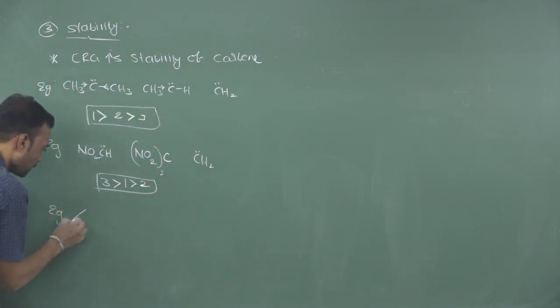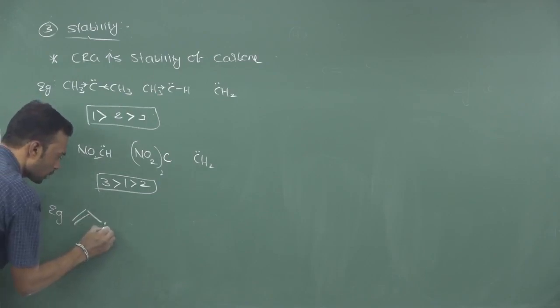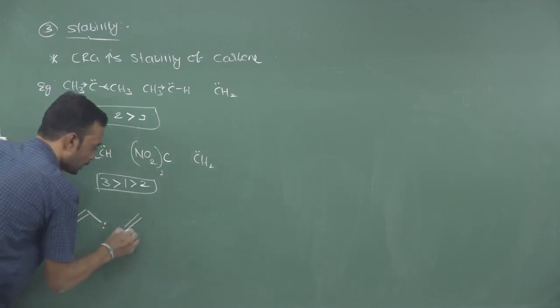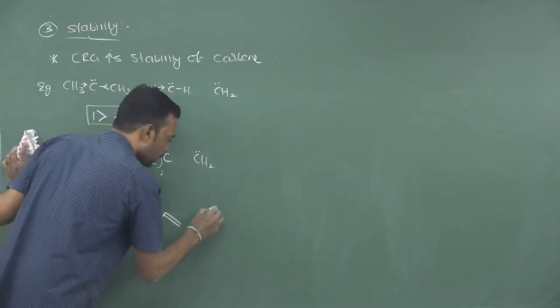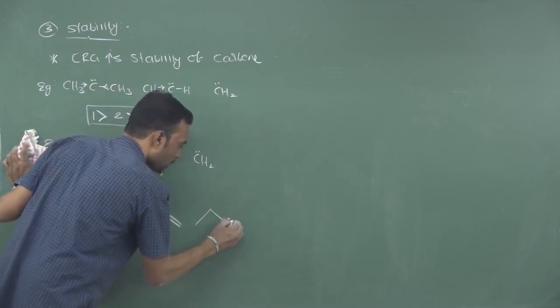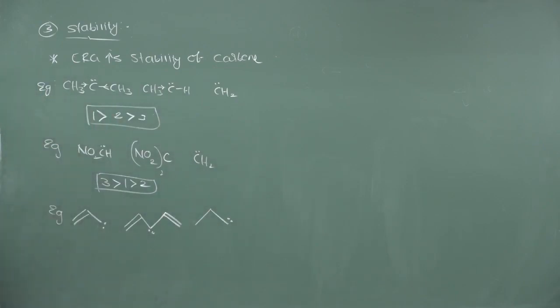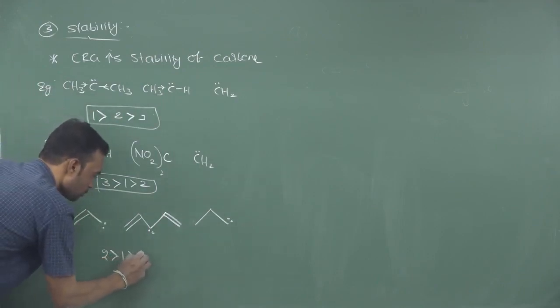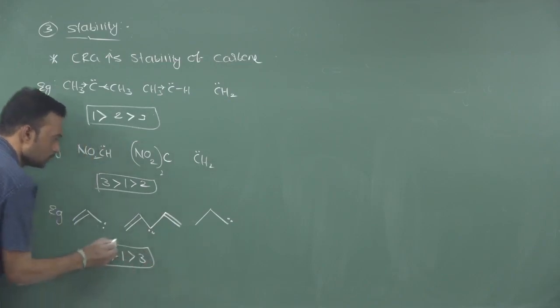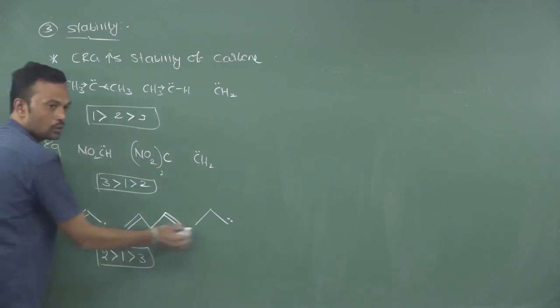Now I am taking a conjugation. Conjugation is present over here. Next, here two conjugations are present. Later on I am taking a normal hydrocarbon. Now it is a carbene. Carbenes are also stabilized by conjugation. So can I say the second one is more stable than the first one and the third one? Yes. Here two conjugations, one conjugation, no conjugation.